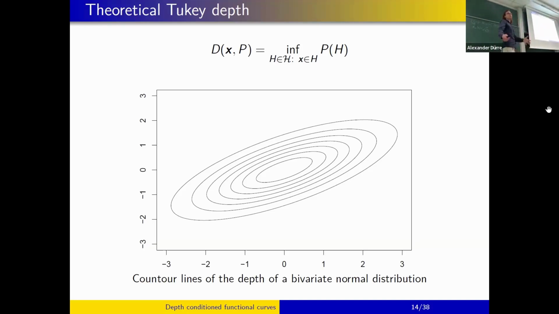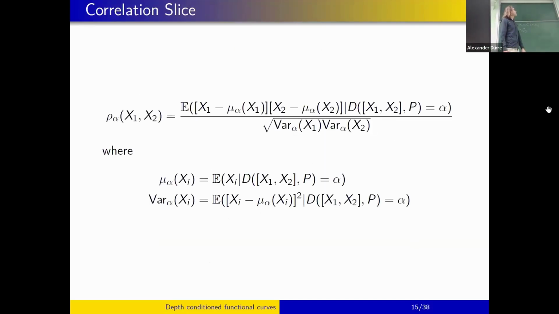Yeah, so it's the concept of the data depth. And now with the concept of the data depth, we can construct a correlation dependent on how far we are away from the center. That's what we are doing here. So we want to have something which measures dependence dependent on the data depth.